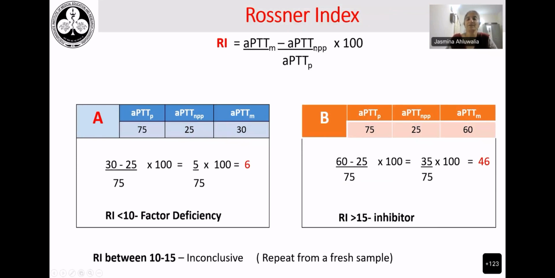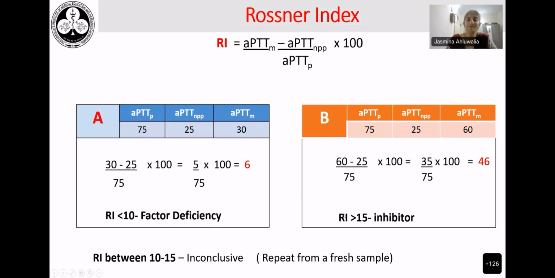Another way of doing it is by calculating the Rossner index, which is the APTT of the mixture minus that of normal pooled plasma, divided by that of patient plasma, into 100. So in this example, the APTT of the mixture is 30, minus that of the normal pooled plasma, which is 25, divided by patient plasma, it becomes 5 by 75, and this is 6. So if the Rossner index is less than 10, this indicates a factor deficiency. On the other hand, if the Rossner index is more than 15, it indicates an inhibitor.